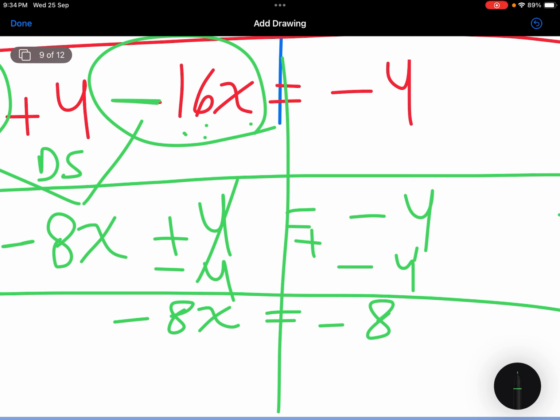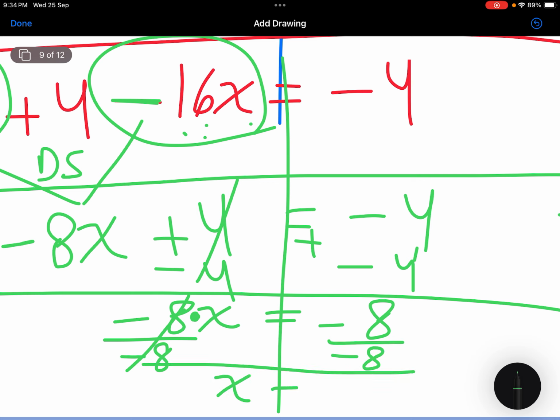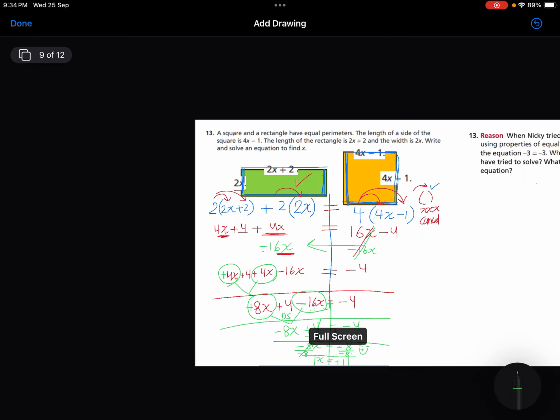What should I do now? To cancel the negative 8 that is multiplied with x, divide by negative 8. Divide by negative 8. Finally, x equals 8 divided by 8, which is 1. Negative and negative will give me a positive answer. That's it. I found x.